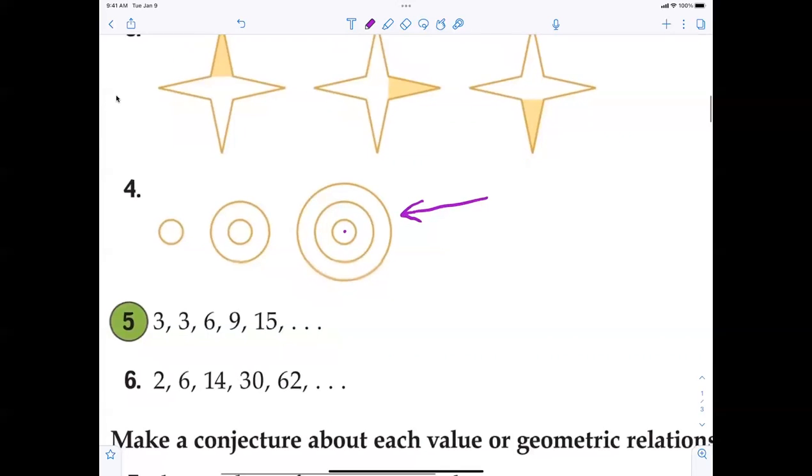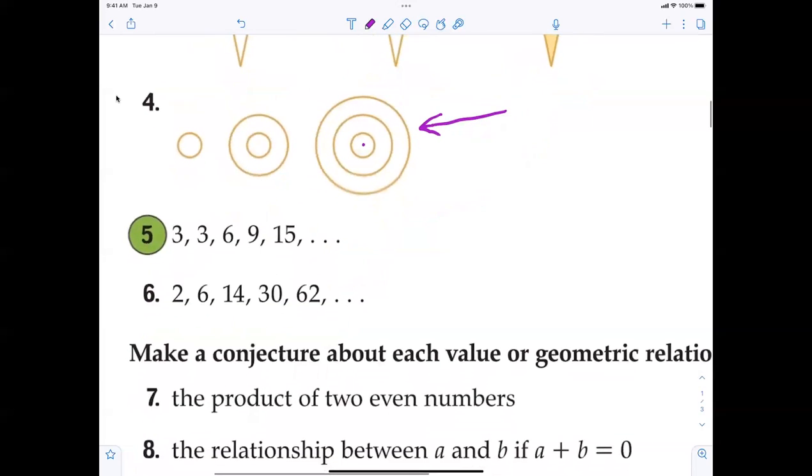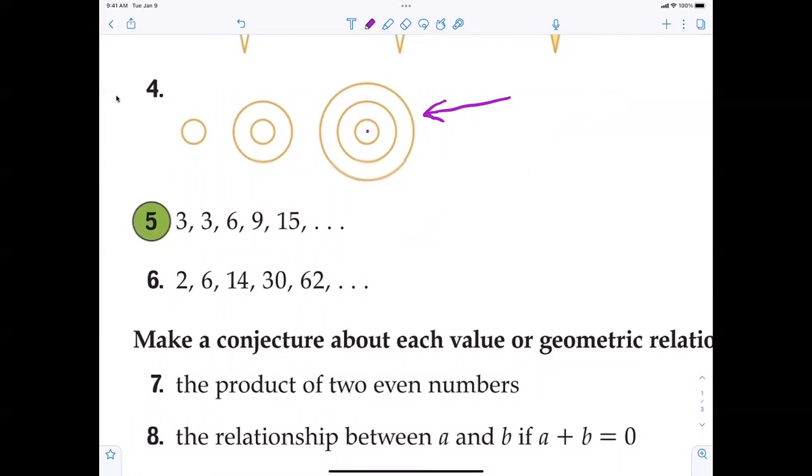Now number 5. Somebody, number 5 is kind of tricky. Tell me, Sebastian. So when you add the number behind it, 6 plus 3 equals 9, 6 plus 9 is 15. You are exactly correct. The next term is the sum of the previous 2 terms.